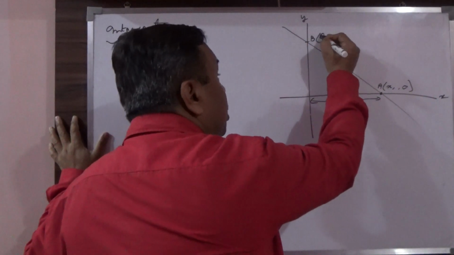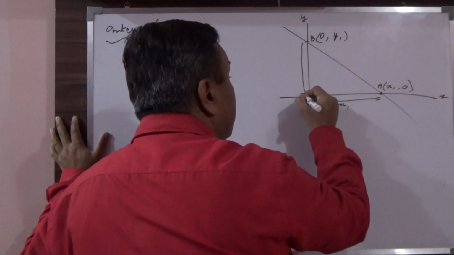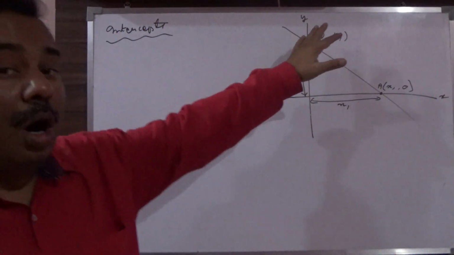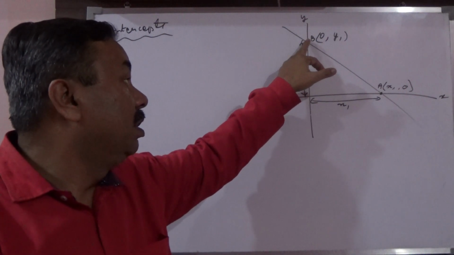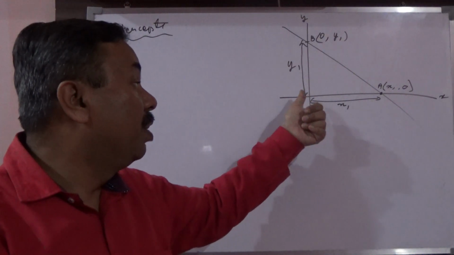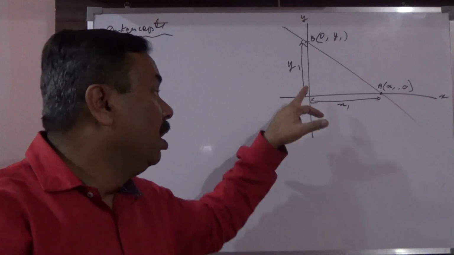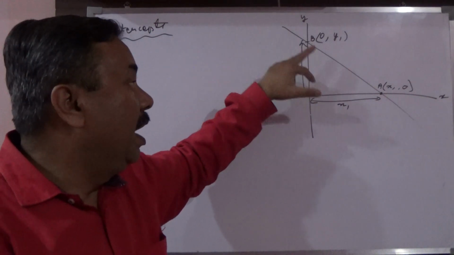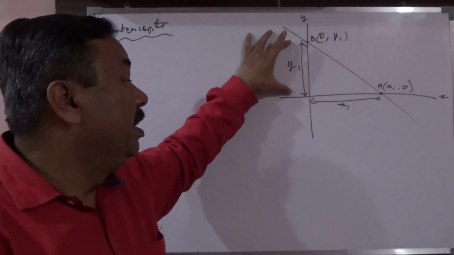Similarly, for the point where the line cuts the y-axis, the x-coordinate will become 0, and the y-coordinate, let's take it as y1. So this distance is y1. The distance between the point of intersection of the line and the y-axis from the origin is the y-intercept.